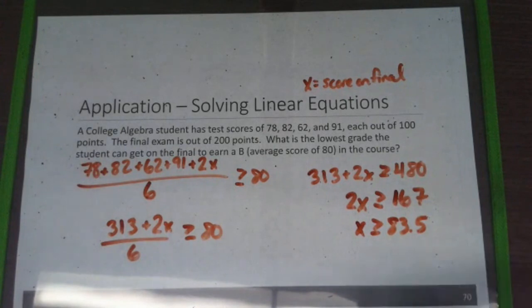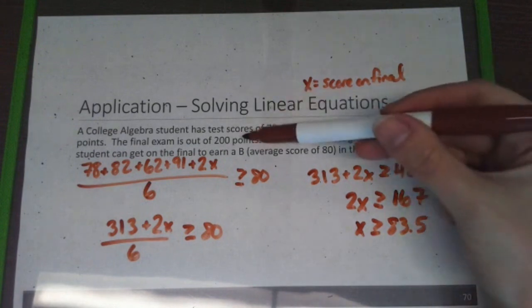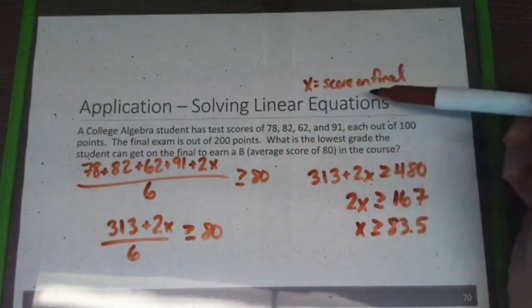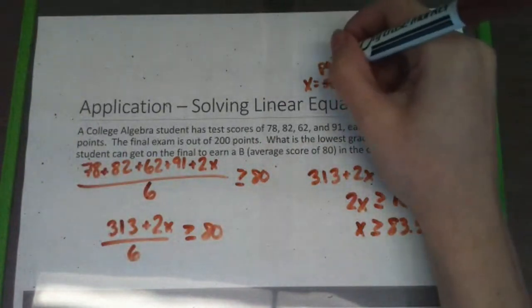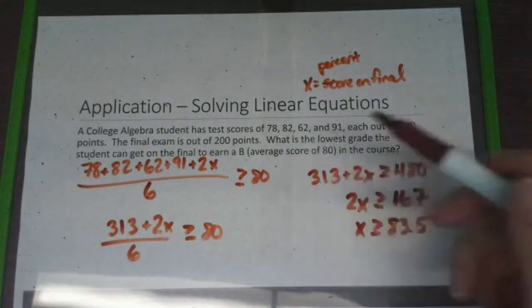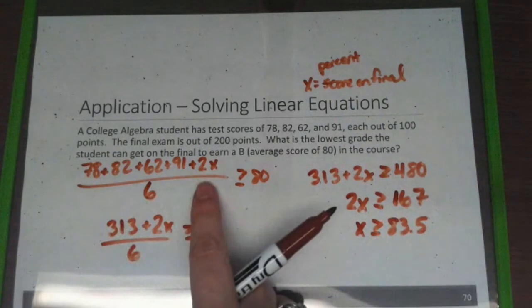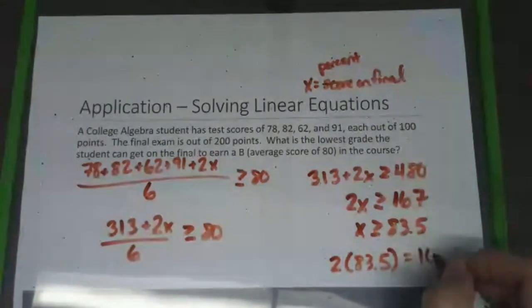So it looks like the student needs to get an 83.5 or higher on the final. However, we need to be really, really careful in problems like these. I don't think that they earned an 83.5 out of 200 points. What this score on the final really meant was their percent score. An 83.5%. To figure out how many points that is, we need to double it like we did when we were figuring out the average. So if we take 2 times the 83.5, that gives us 167.